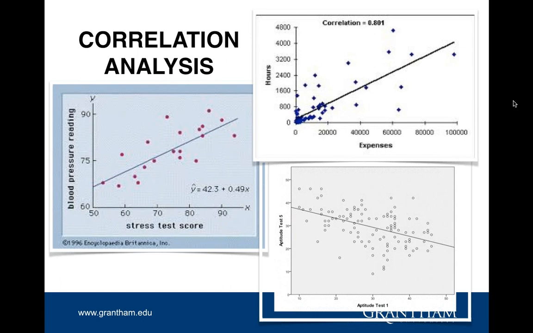Now, in the graph on the top right, you'll see at the very top of the graph it says correlation is equal to 0.801. This is also a significant part of correlation analysis. This is also referred to as R, and we'll talk about how to get this as well.